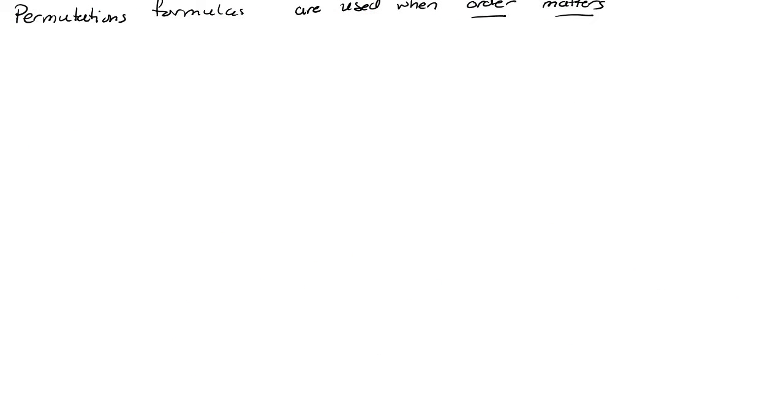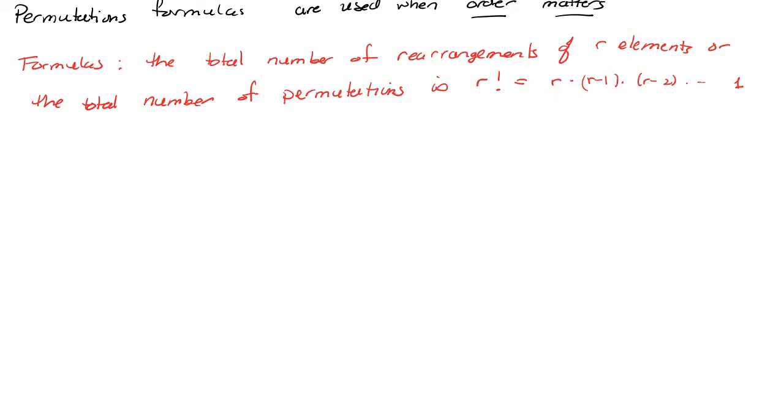Permutation formulas are used when order matters. So that means, for example, if I have A, B, C, that's different than C, B, A. Ordering those are different because I'm rearranging them. And the formula you need to know is that the total number of rearrangements of r elements, or the total number of permutations I have, is given by r factorial. That doesn't mean you say r very loud.